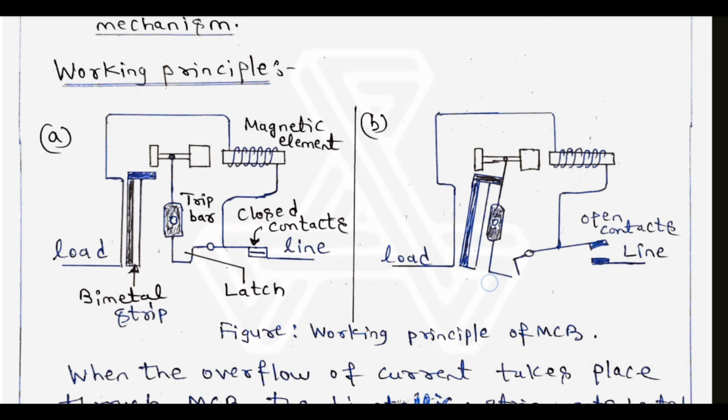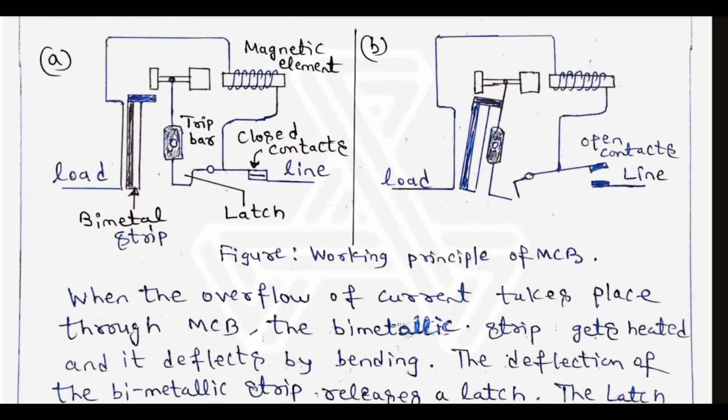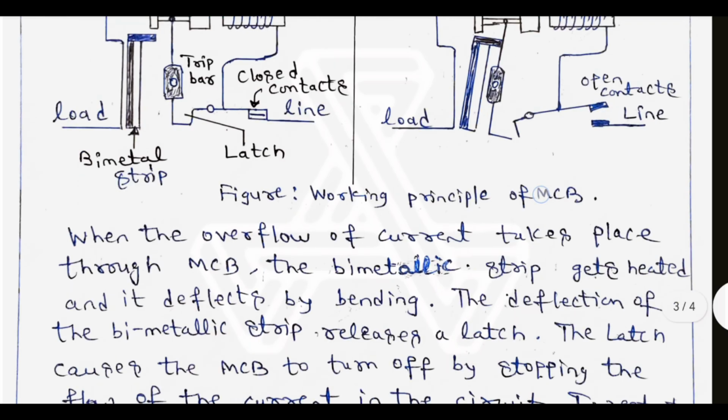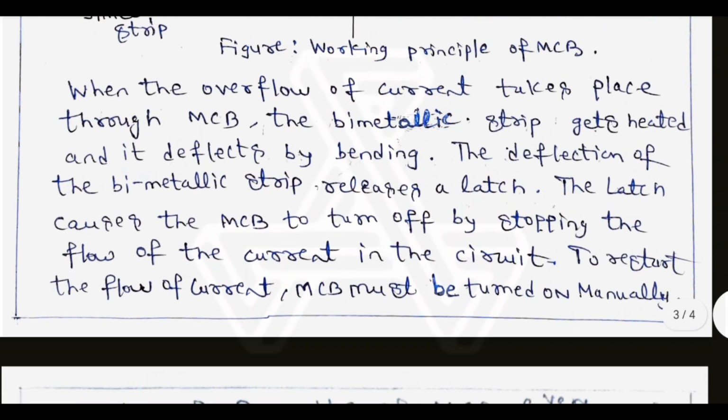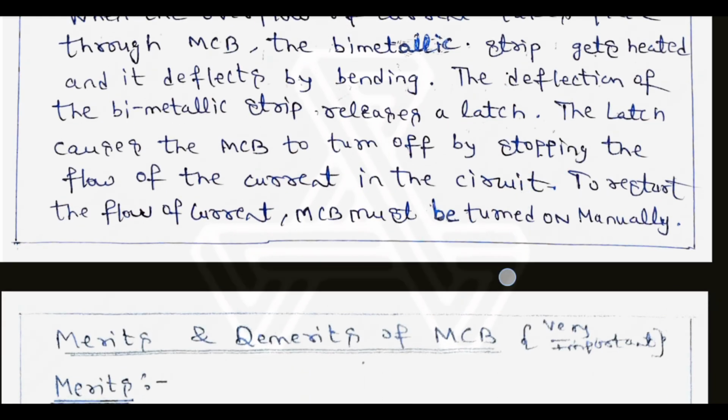Working principle of MCB. When an overflow of current takes place through the MCB, the bimetallic strip gets heated and it deflects by bending. The deflection of the bimetallic strip releases a latch. The latch causes the MCB to turn off by stopping the flow of current in the circuit. To restore the flow of current, the MCB must be turned on manually.